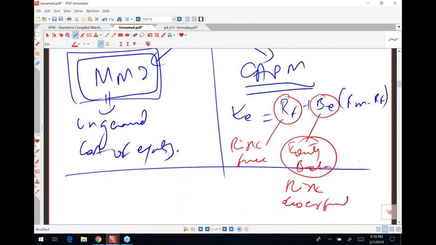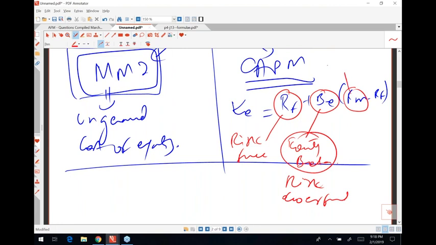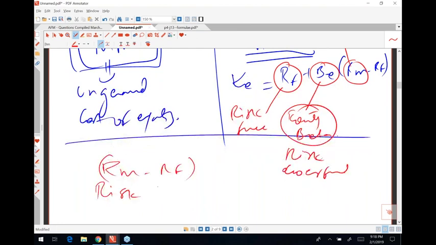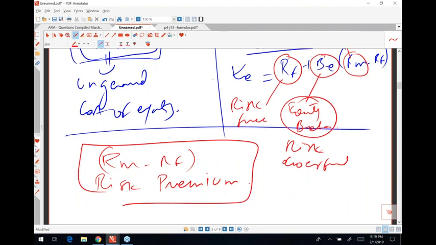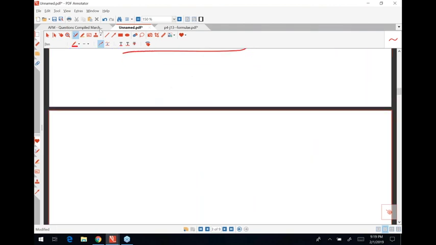Then you have got RM, which is the market rate of return. And when we talk about RM minus RF, this is considered to be the risk premium. As I mentioned, the equity beta is the risk coefficient.